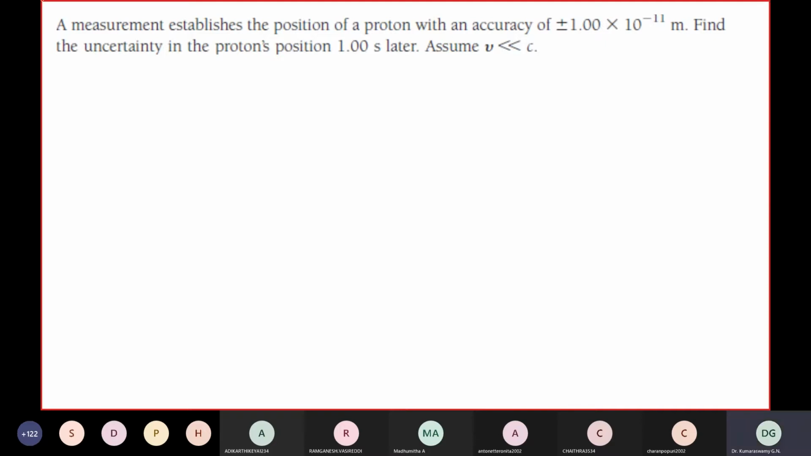Okay, so now, what is given? Delta x is equal to 1 times 10 to the power of minus 11 meters. What is given is delta x; let's consider it as delta x naught. This is equal to 1 times 10 to the power of minus 11. Now, what is the equation we have? The uncertainty equation.